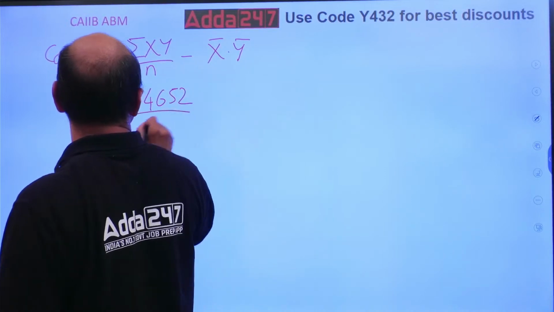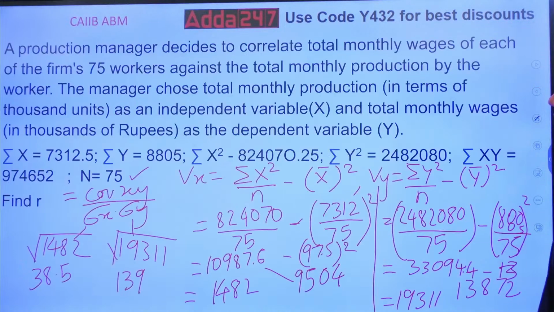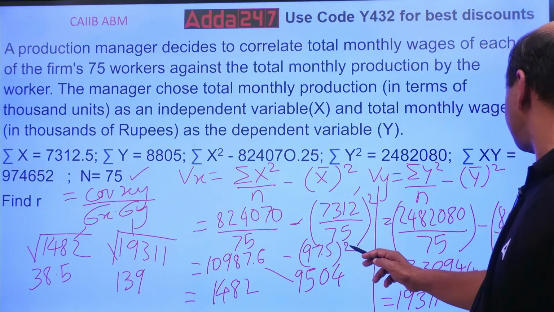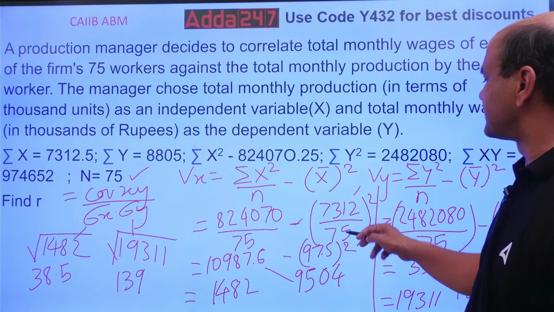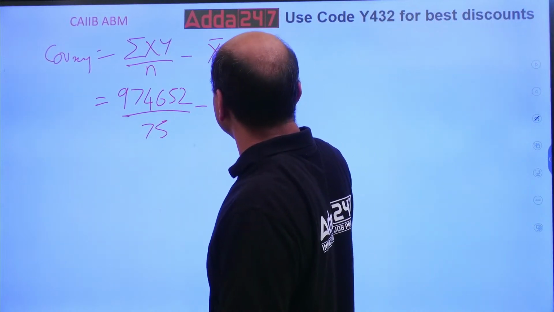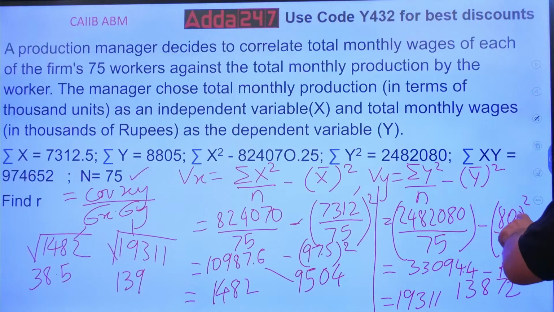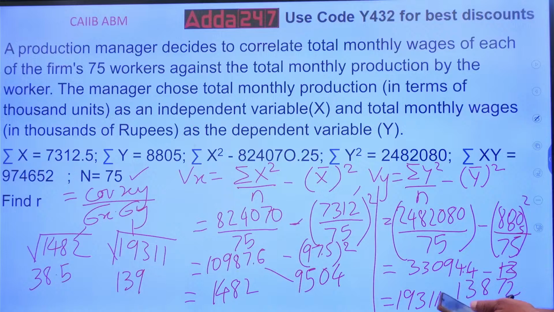97652 divided by 75 minus x bar dot y bar. What is x bar dot y bar? This we have found out over here. See this, 97.5. Did I find the answer over here? No. 97.5, this is x bar. So 97.5 into what is y bar? Y bar is this 8805/75. I didn't find the answer for that, I directly did it further. So everyone get this answer: 8805 divided by 75.